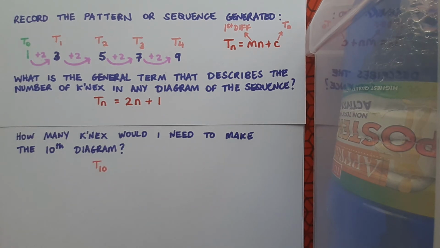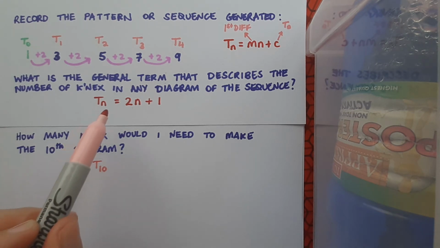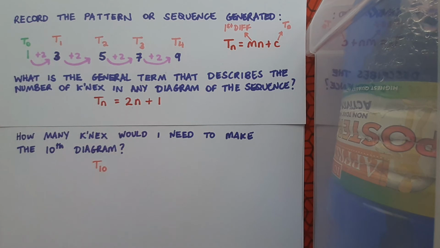Okay, so if I want to get the number of pieces in the 10th diagram, I'm going to use Tn and I'm going to replace n with 10. And that means that I'm going to replace any of the n's in the calculation with 10 as well. It's important to remember to put a bracket around any of those numbers that you substitute in. And then we go to the calculator, or you can do it in your head, and you can see here that this works out as 21. So I'd need 21 K'NEX to make the 10th diagram.